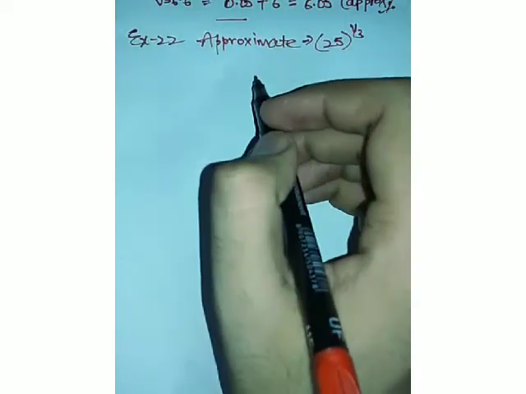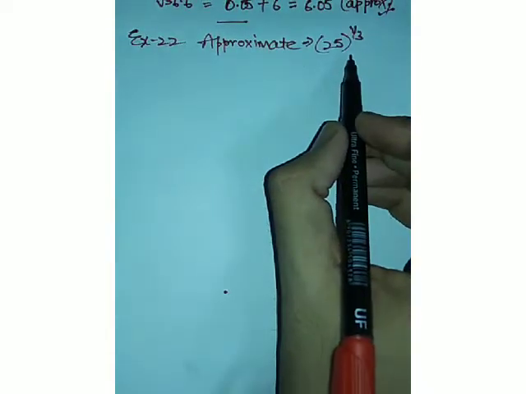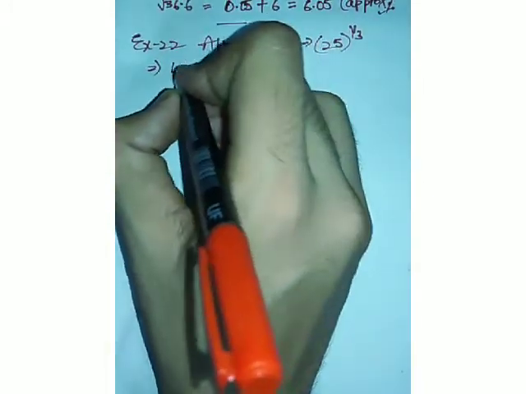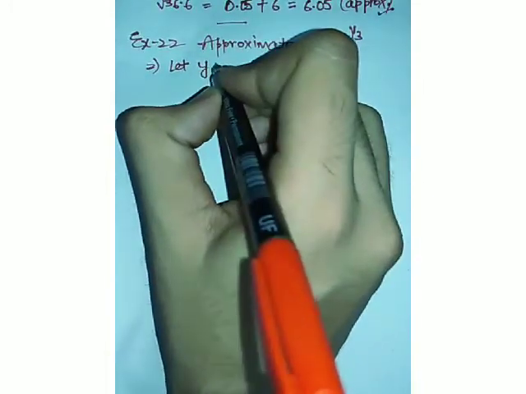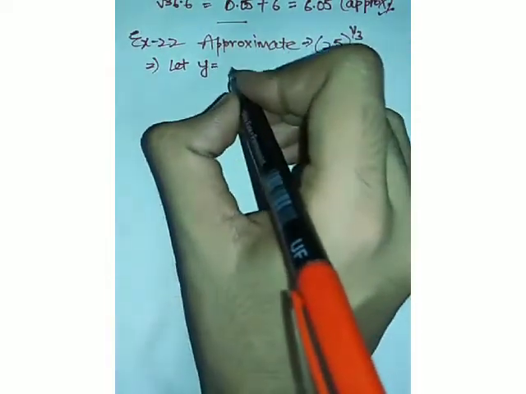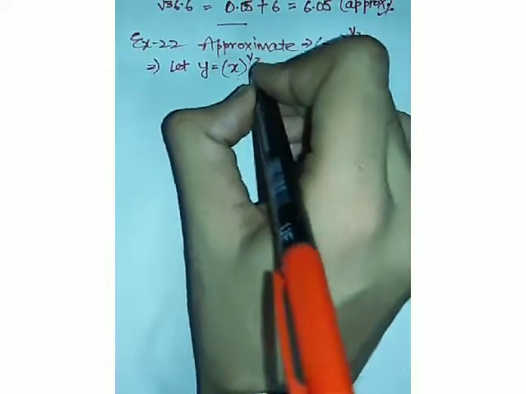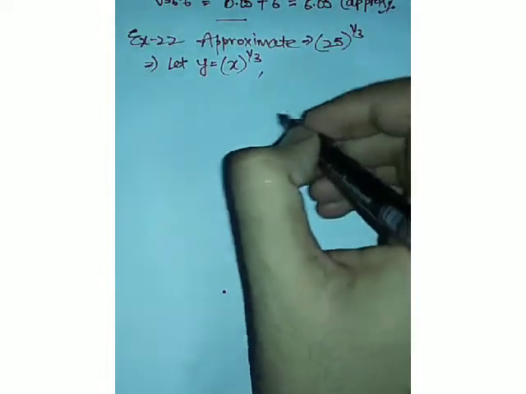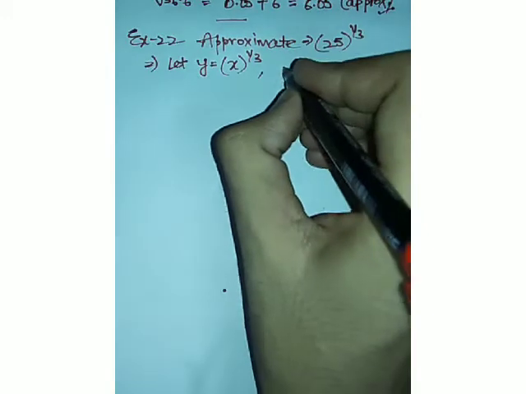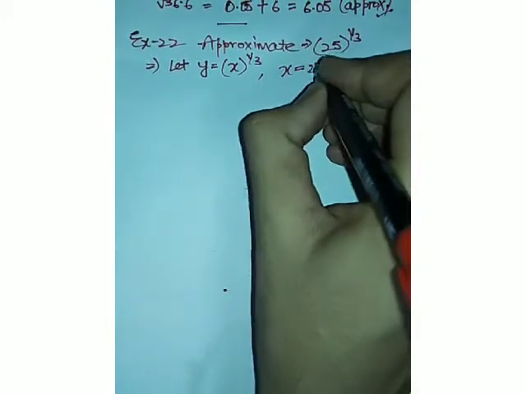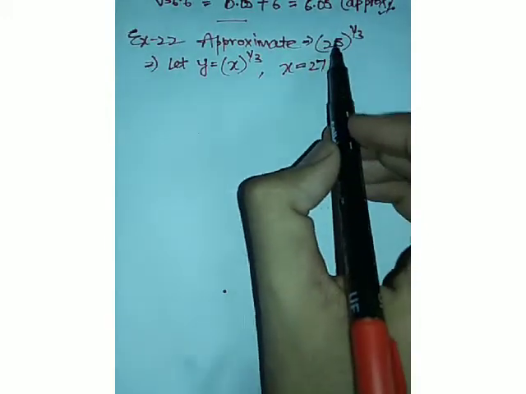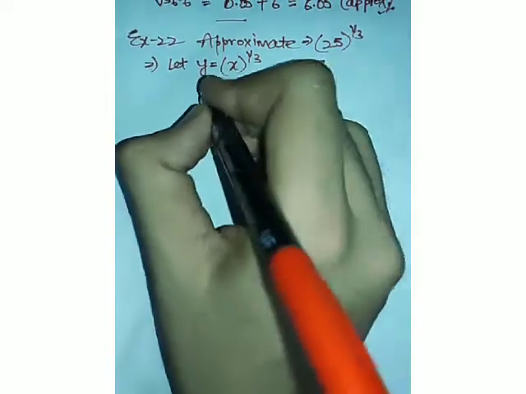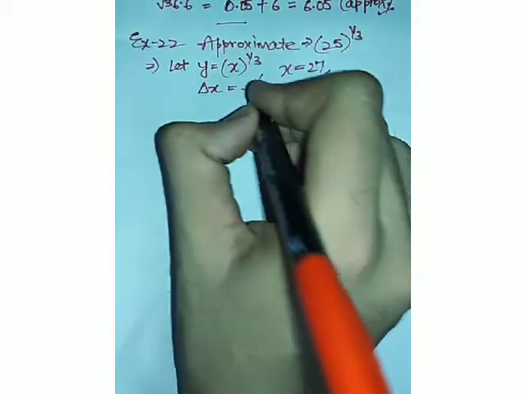In the next example, we have to approximate 25 raised to the power 1 by 3, that is the cube root. Now we will follow the same steps. In the first example, we let y is equal to root x, but here it will be y is equal to x raised to the power 1 by 3. Now it's a cube root, therefore we have to find the nearest perfect cube, that is 27. So let x is equal to 27. What is remaining? Minus 2 is remaining because 27 minus 2 will be 25. So our delta x will be minus 2.